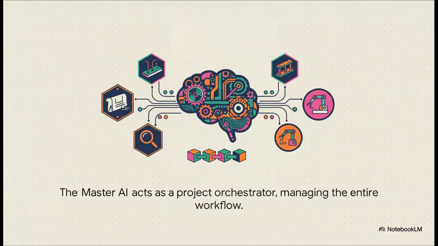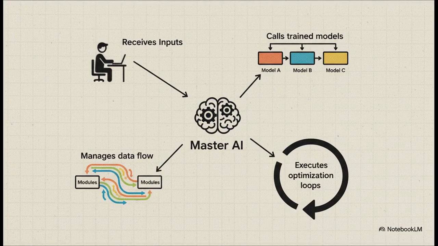So I want you to meet the project manager, the master AI. It's really important to understand this isn't some single, all-knowing artificial brain. It's much better to think of it as a project orchestrator, kind of like a conductor for an orchestra that intelligently manages all the specialized models within a modular system. So what does this orchestrator actually do? Well, it's the main interface for you, the human engineer. It takes your high-level project inputs, and from there, it knows exactly which specialized model to call up and in what order. It manages all the data flowing between them, and it runs the really complex routines, like the optimization loops we're about to talk about.